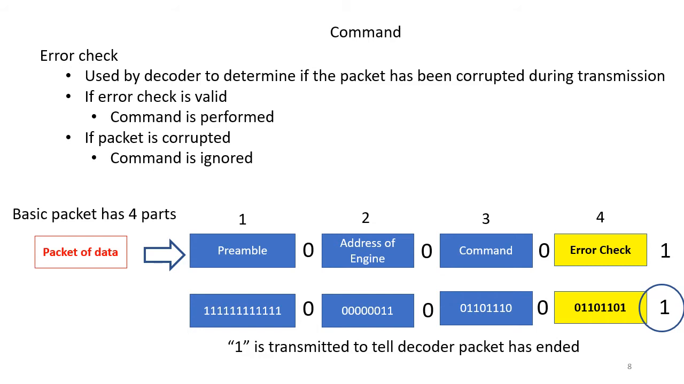At the end of the error check, the DCC controller sends out a 1 bit, and this tells the decoder that this is the end of this packet. Now, why do we need to tell the decoder that it's the end of a packet? Because if you look at the NMRA DCC specs, some packets are 5 fields long or 6 fields long. So you need to tell the decoder when the end of the packet is, because it may be expecting other fields. You need to tell it it's a 4-field packet.